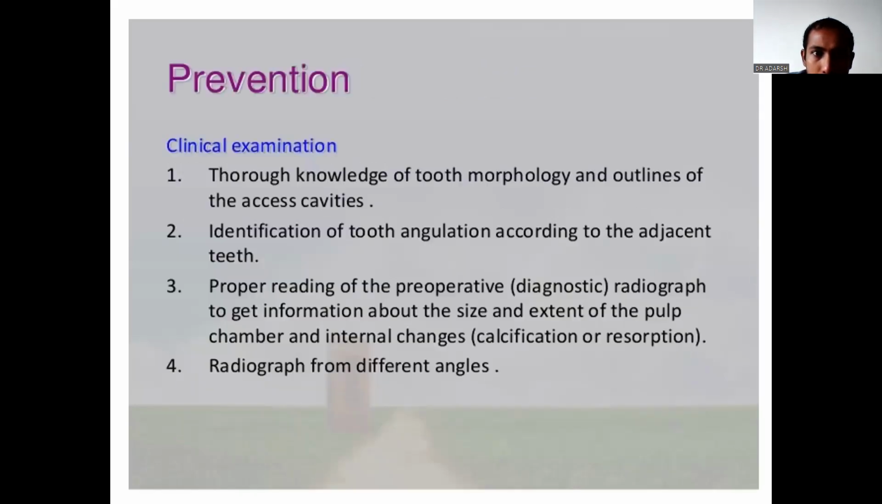And you can prevent this to a certain extent through thorough clinical knowledge of the tooth morphology and the outlines of access cavity preparation. And you have to identify the tooth angulation according to the adjacent teeth and properly read the preoperative diagnostic radiograph to get information about the size and extent of the pulp chamber and internal changes, the calcification or resorption.